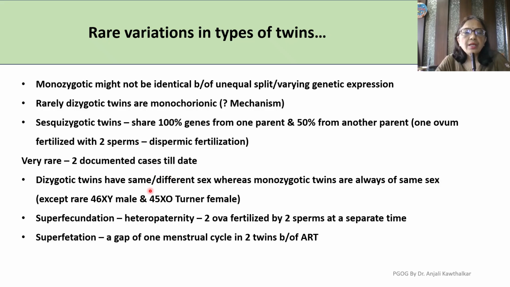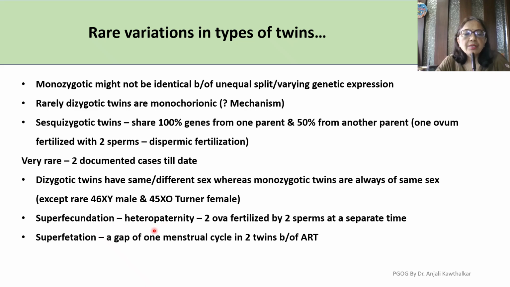Dizygotic twins can have the same or different sex, whereas monozygotic twins are always of the same sex. The only exception is that rarely one baby with monozygotic twinning might be 46XY male and the other might be 46X0 Turner female, with the loss of the Y chromosome. That is a rare occurrence. Usually monozygotic twins are of the same sex.